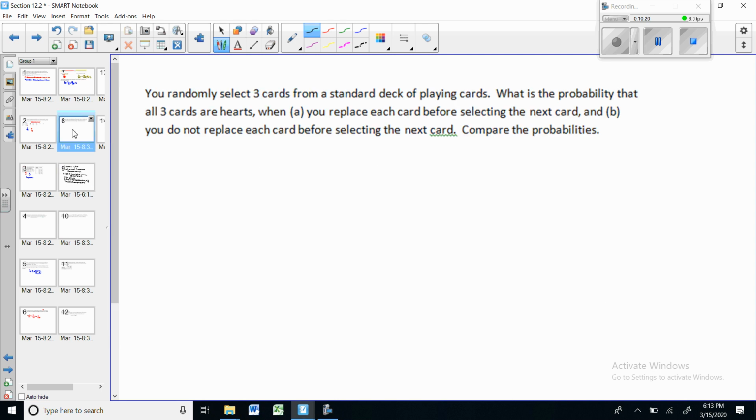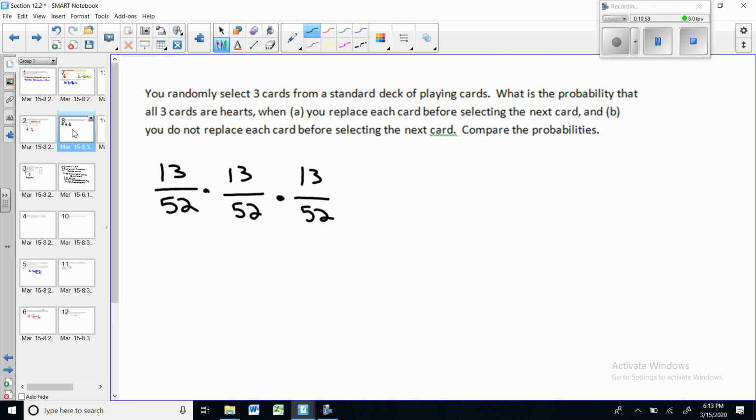We wanted to randomly select 3 cards from the deck of playing cards. What is the probability that all 3 cards are hearts when you replace each card before selecting the next card? We know that there are 52 cards in a deck. 13 of the cards will be hearts. Now, if I put the card back in, how many hearts do I have back in the deck? I still have 13 out of 52. And if I put the card back in again, I still have 13 hearts out of 52. When I multiply these numbers straight across, this is going to give me my independent probability.